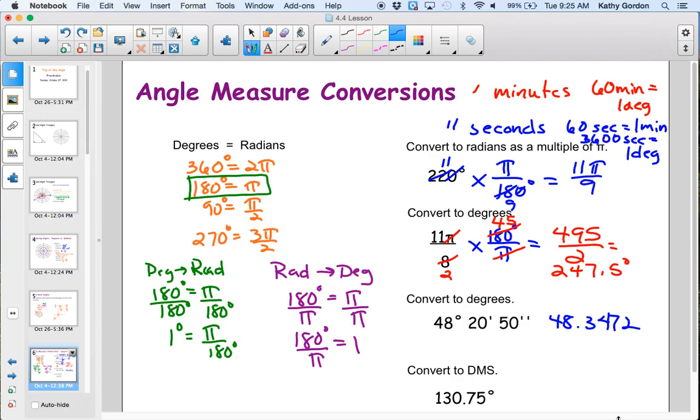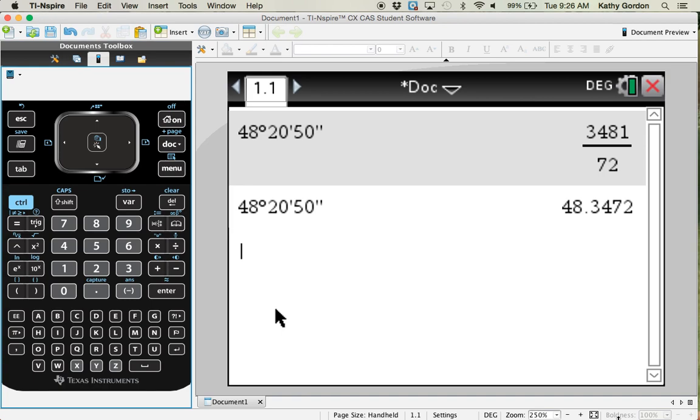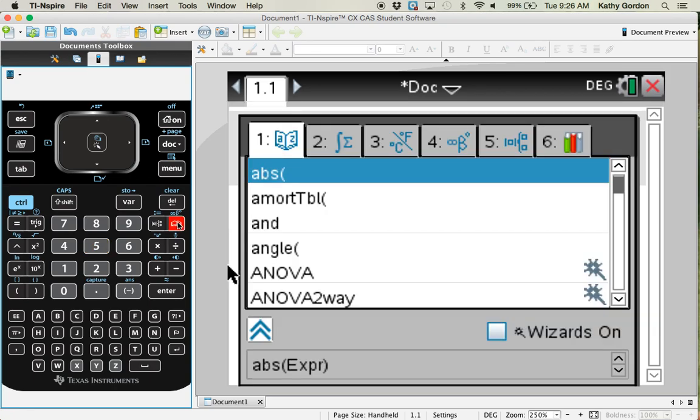Okay, now to go the other way, there are times where I'm given something as a decimal, but I need it to be in DMS form. So 130.75. I type my 130.75, and then I have to go to the book. It may be somewhere else, but I don't know. I do know it's in the book.